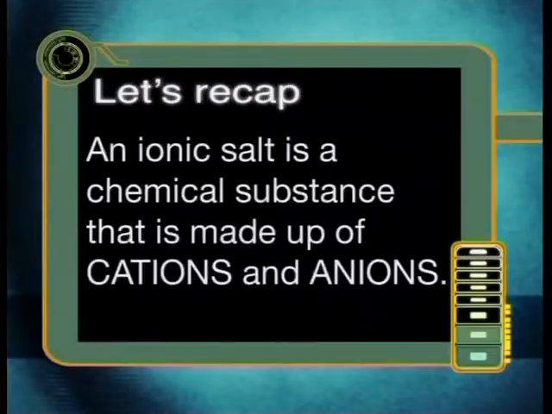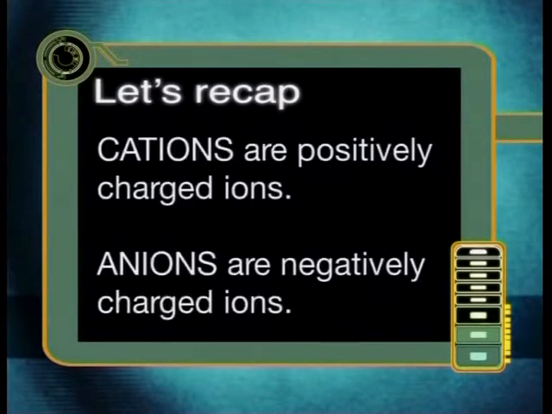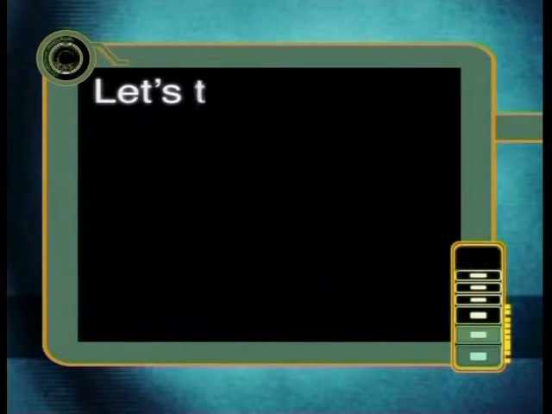Before we carry on with today's lesson, let's remind ourselves about the concept of an ionic salt. An ionic salt is a chemical substance that is made up of cations and anions. Cations are positively charged ions and anions are negatively charged ions. We will start by looking at chemical tests that will allow us to identify what anions are present in solution.